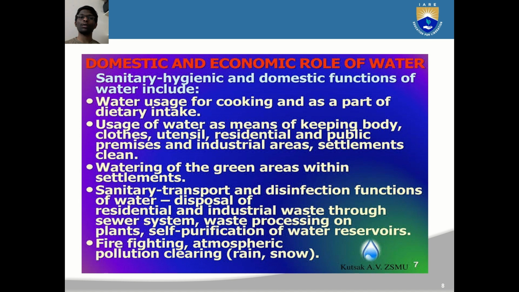Domestic and economic role of water. Coming to the domestic and economic role of water, sanitary, hygienic and domestic functions of water include water usage for cooking and as a part of dietary intake, usage of water as a means of keeping body, clothes, utensils, residential and public premises and industrial areas, settlements clean, thus the surroundings are kept clean by water. Watering of the green areas within settlements. Instead of keeping the surroundings dry, if we keep the surroundings clean by water, then the environment will be more safer.